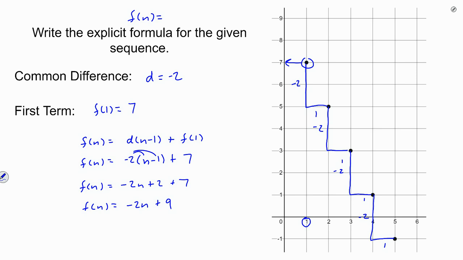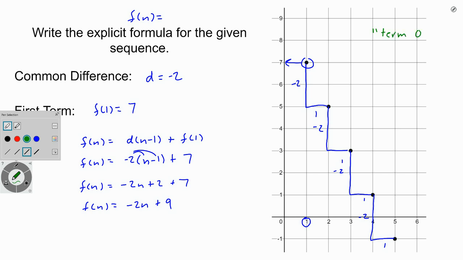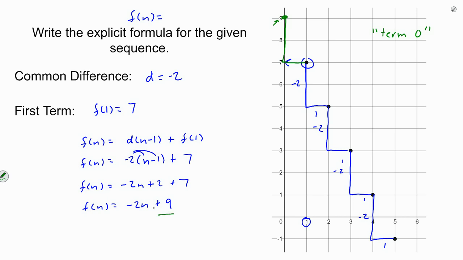Now I want to point something out. Notice here I have a 9. I want to start back at my first term for a second. If I were to go backwards and find, in parentheses, term 0, now there is no such thing, but that's why it's in parentheses. If I were to follow the pattern backwards, meaning go over 1, up 2, what y value do I hit? I hit 9, which shows up in my formula. And remember, negative 2, the common difference, shows up here.